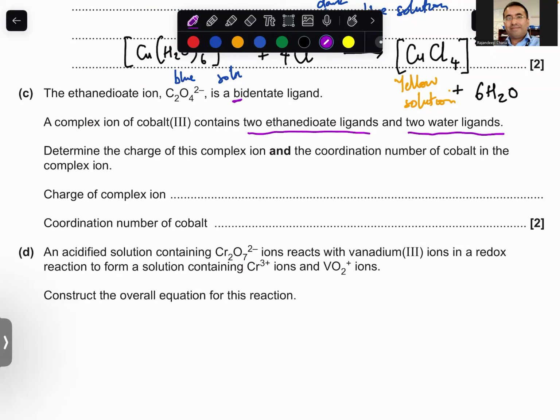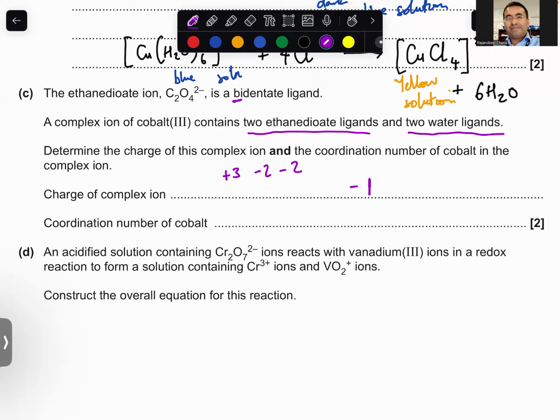Charge of the complex ion, the whole complex ion, is going to be, so you've got cobalt, let's work this out. Cobalt is +3, and you've got -2, you've got those 2 ligands there, and the others are water. So +3 -4 is going to be -1. That's your charge of the complex.